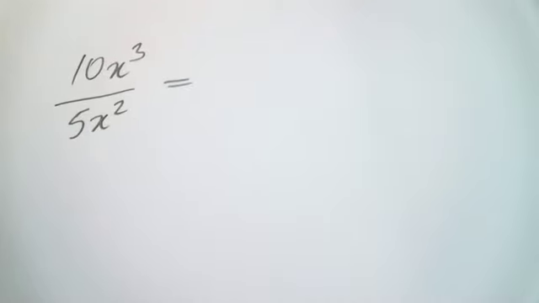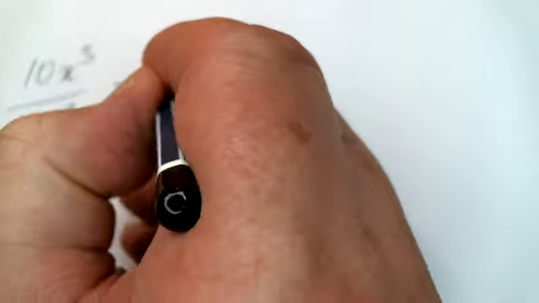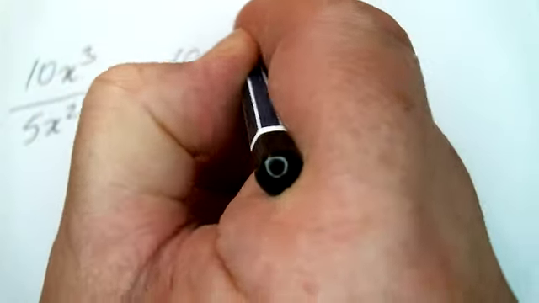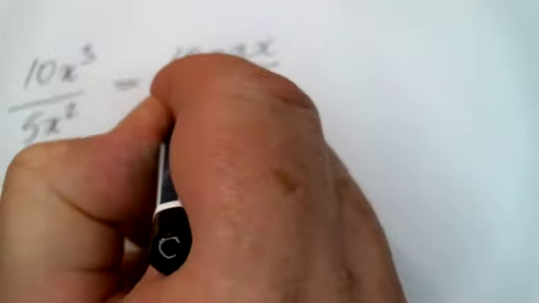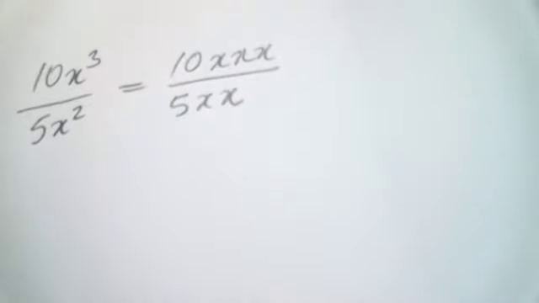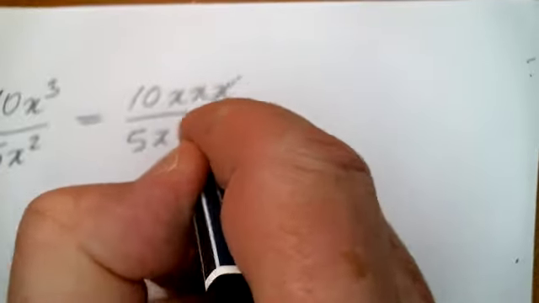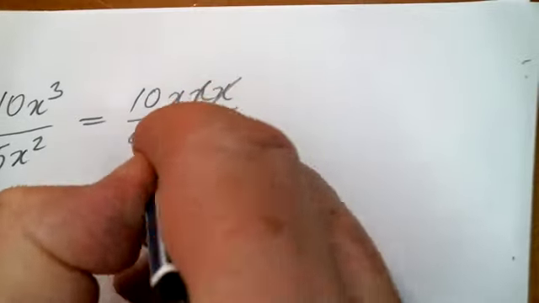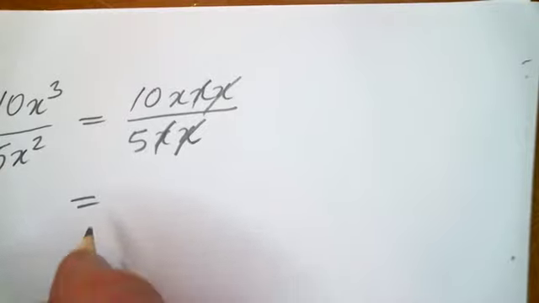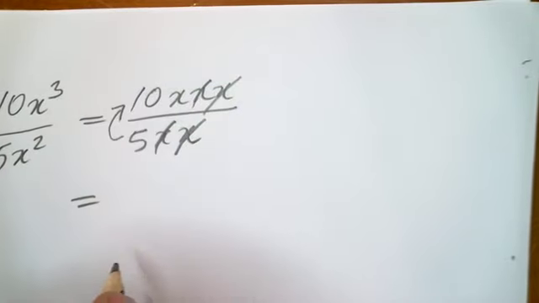had a great question about how to simplify this expression. So what we've got here is 10x cubed on 5x squared. And really what that means is another way of writing it would be 10x times x over 5x times x. So you could actually solve this simply by saying, well, x divided by x is 1, and x divided by x is another 1, and 5 goes into 10 twice.